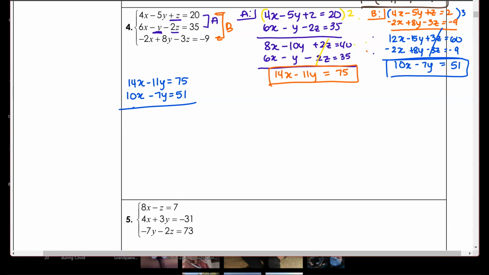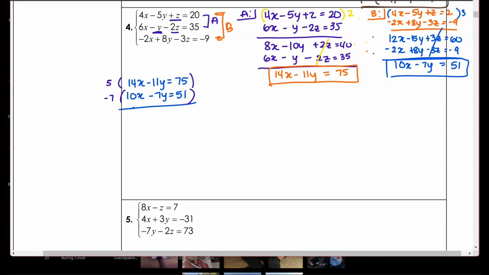But if we notice, I'm going to try to get rid of x here. In order to get rid of y, I would have to multiply the bottom equation by 11, multiply that top equation by 7. So again, resulting in some pretty decently large numbers. But notice that if I look at 14 and 10, both of them actually multiply to 70. So I just need to multiply that top equation by 5. And then that bottom equation, I'm going to go ahead and multiply it by negative 7.